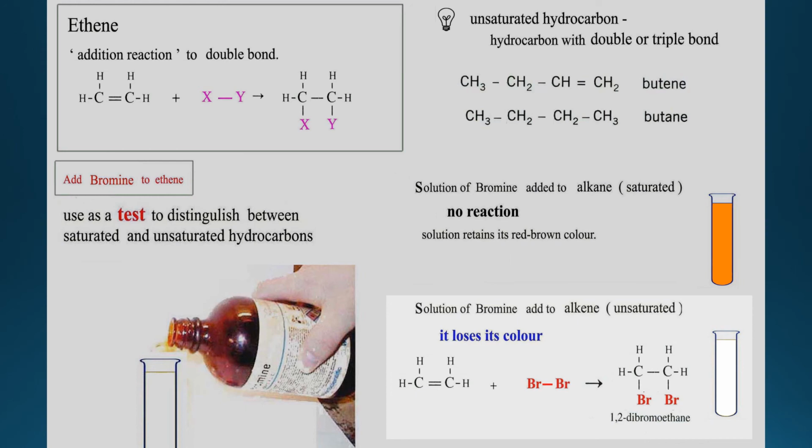So the conclusion: the bromine test can distinguish saturated single bond hydrocarbon from unsaturated double bond hydrocarbon. If it is a saturated single bond hydrocarbon, no reaction, it simply gets lighter. But if it is a double bond unsaturated hydrocarbon, it will lose the color and become clear, because of the reaction of the double bond breaking open and reacting.